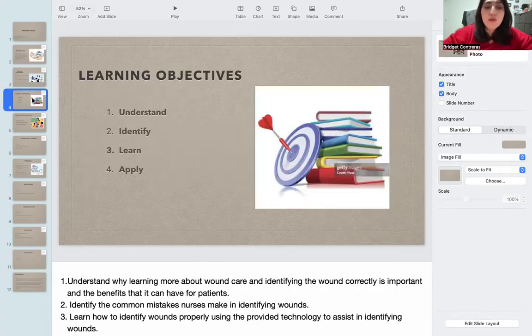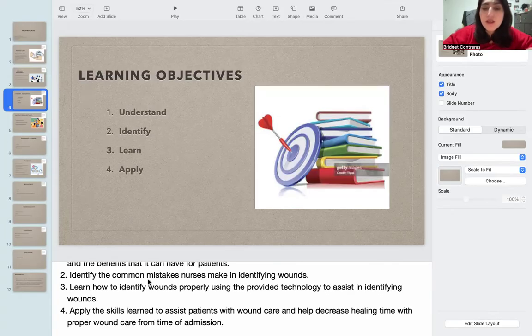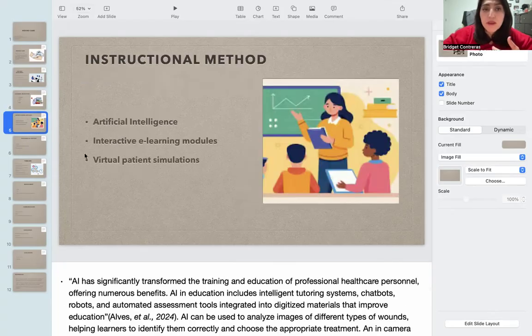Learning objectives are: one, to understand why learning more about wound care and identifying the wound correctly is important and the benefits that it can have for patients. Two, identify the common mistakes nurses make in identifying wounds. Three, learn how to identify wounds properly using the provided technology to assist in identifying wounds. And four, apply the skills learned to assist patients with wound care and help decrease healing time with proper wound care from time of admission.